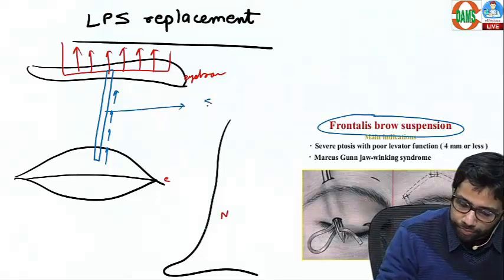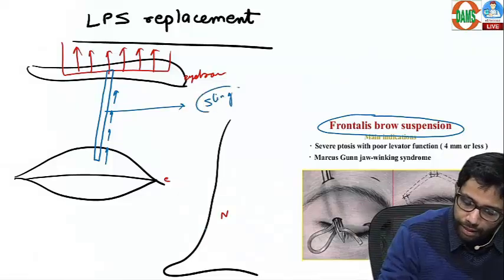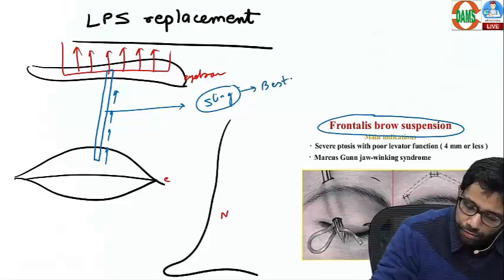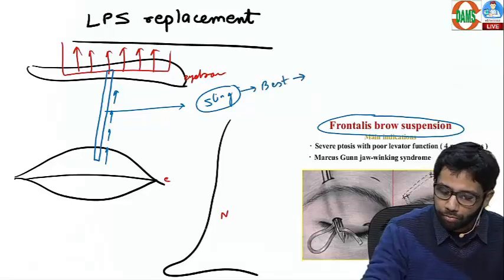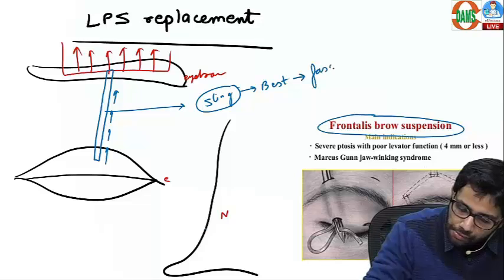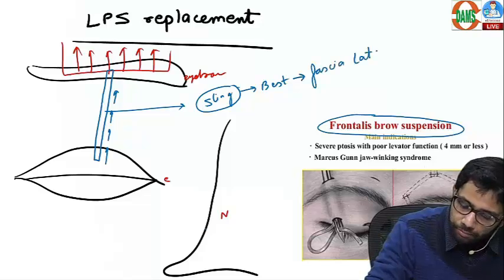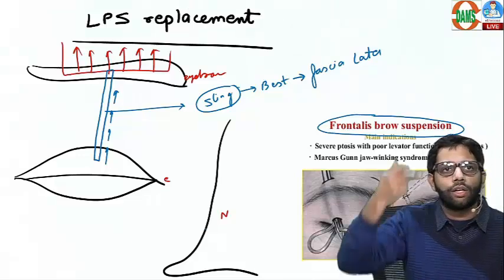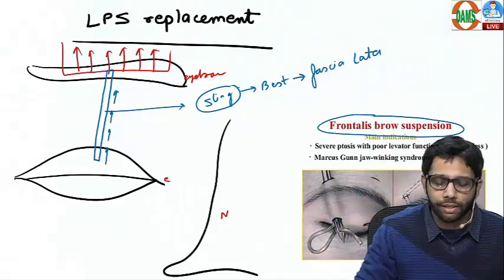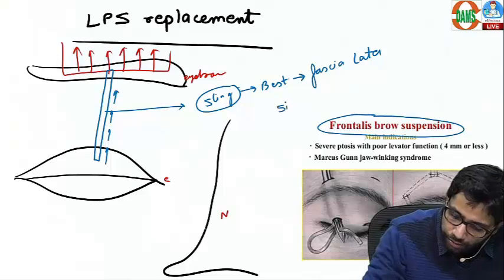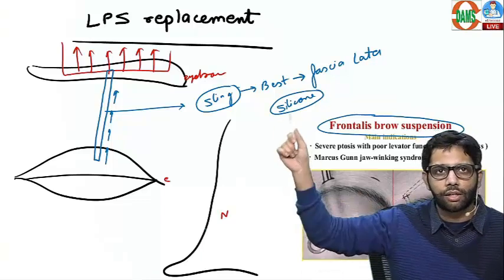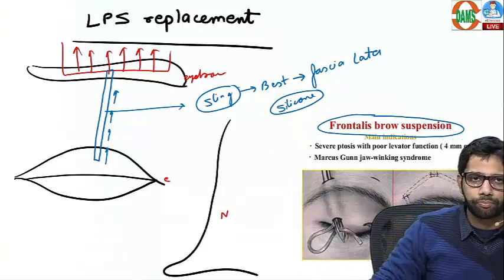This sling can be of silicone, but the best material for the sling is something taken from the body. There is a muscle in the lateral part of the thigh. You take a part of the fascia lata and make a sling of this. That is the best material. You can also take it from the market, silicone material or PTFE. There are various materials. Fascia lata and silicone are the two important ones you can remember.